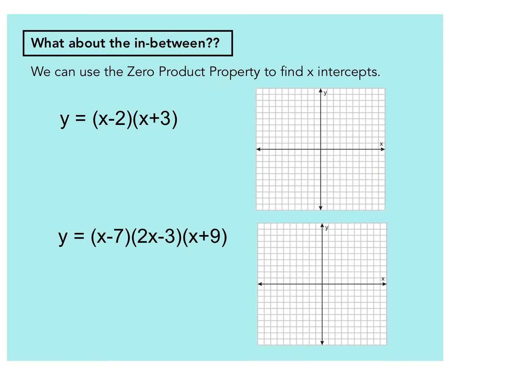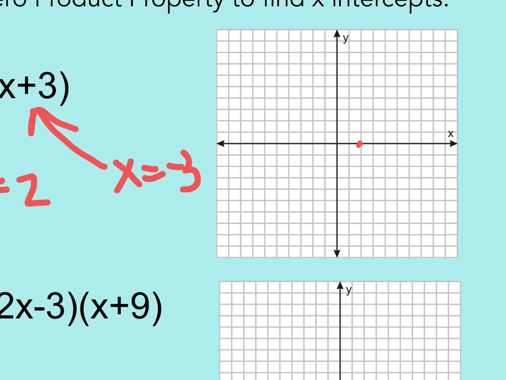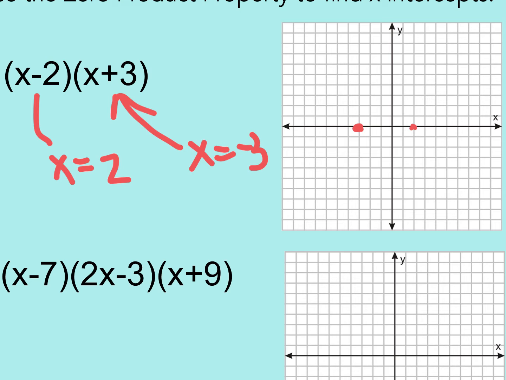Okay, now here is our next step. This is telling me that x equals 2. Do you remember finding solutions like that? And this is telling me that x equals negative 3. Everybody put a dot at 2 and at negative 3. Why? Because those are the x-intercepts.